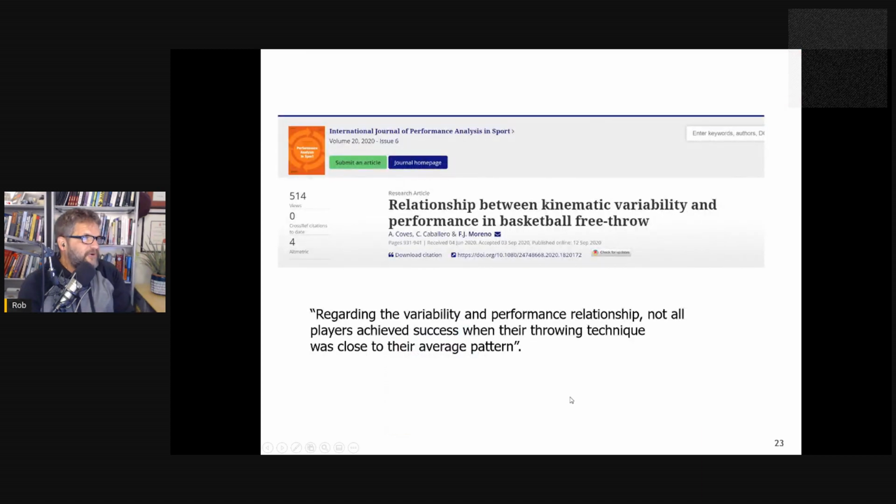A few other studies, I won't go into all the details. This is a quote from a paper published in 2020 regarding the variability and performance relationship: not all players achieve success when their throwing technique was close to the average. This was by Cones et al. in the International Journal of Performance Analysis in Sport. Basically, the traditional expert performance approach finds the average technique used by a group of experts and sees how close you are to that. It didn't support that idea. People who were far away from this ideal technique were doing quite well in free throws.